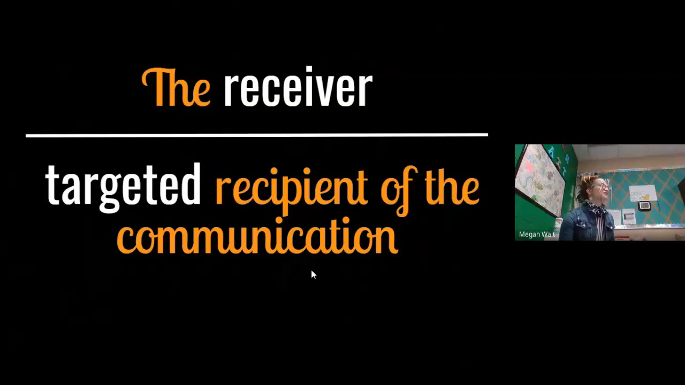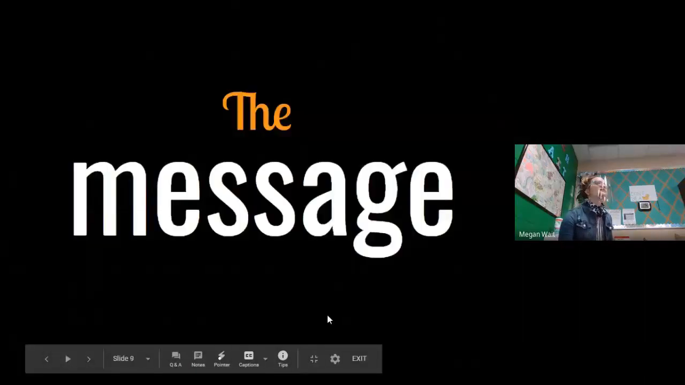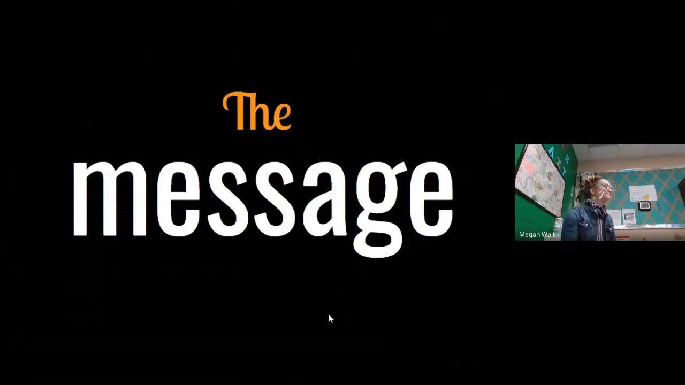Again, let's look at our nice little model. Boom. Now we have the receiver on there. So we have our sender and the receiver. All right. So between the sender and the receiver, what is getting sent? Message. The message.